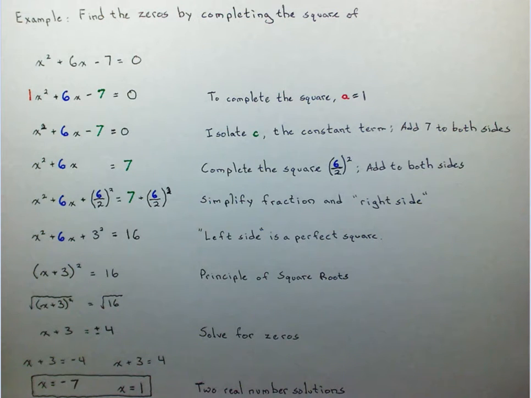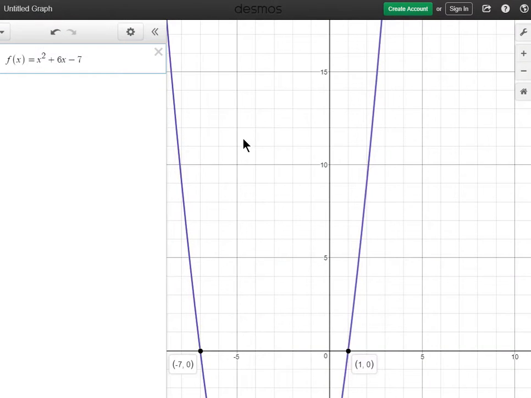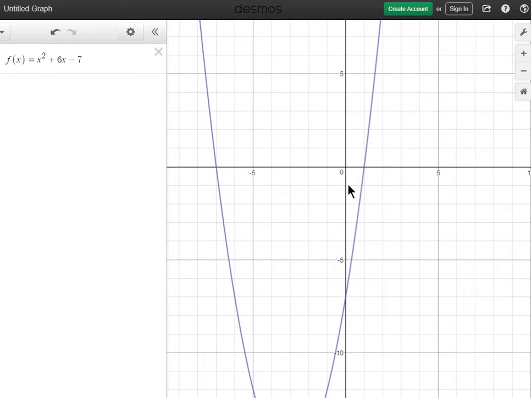Let's look at that graphically. Negative 7 is my y-intercept. See that? Negative 7, that's the constant term. That's always going to be your y-intercept. And then I have my values that I found as solutions, negative 7 and 1. Again, this is Desmos, DESMOS.com. It is a very good tool to use.